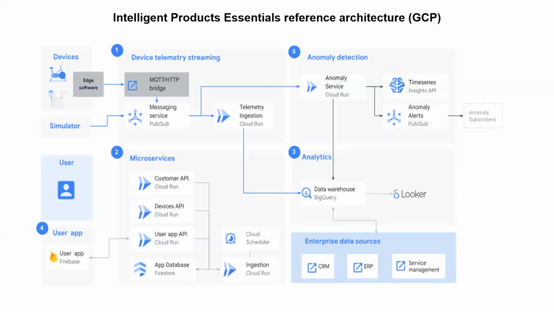And then we have the user app API microservice. The user app API microservice provides an API used by the user apps. It runs on Cloud Run and it combines the ownership data, which is again stored in Firestore, and the customer and device data from the customer and device API microservices respectively. Yeah, so this is all about it.